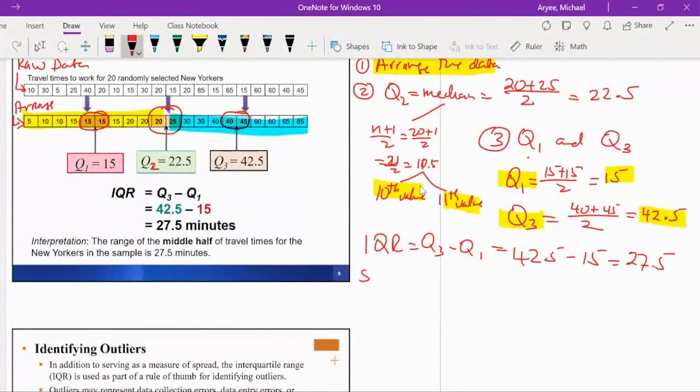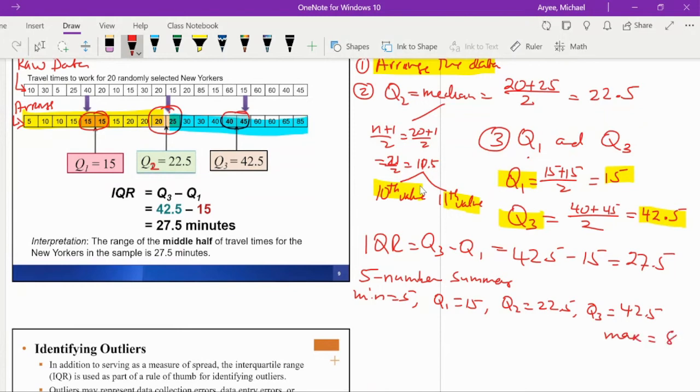Now take note here that you have all your 5 number summary: your minimum, which happens to be 5, your Q1, which happens to be 15, your Q2, which happens to be 22.5, your Q3, which happens to be 42.5, and then your maximum in this case, which happens to be 85. The maximum is here, and the minimum is here.